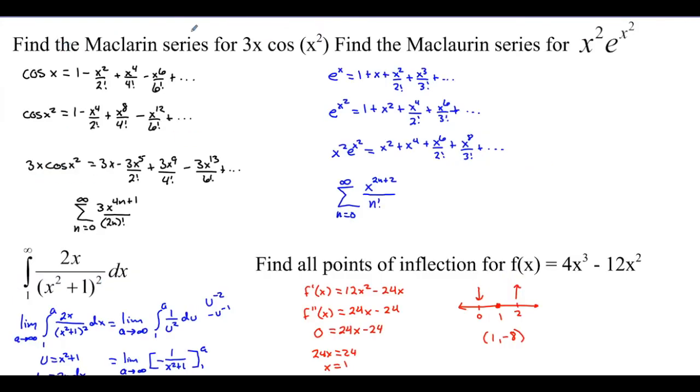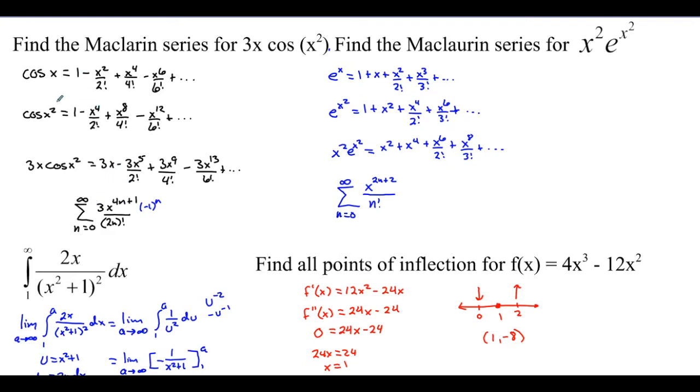Find the Maclaurin series for 3x cosine of x squared. Find the Maclaurin series for x squared e to the x squared. So that's two separate problems. So cosine of x is even. So we have the even powers, and remember it's alternating. And I forgot to write that here. So let's go negative 1 to the, let's see, if I'm starting at 0, I can do n. There we go, forgot that part.